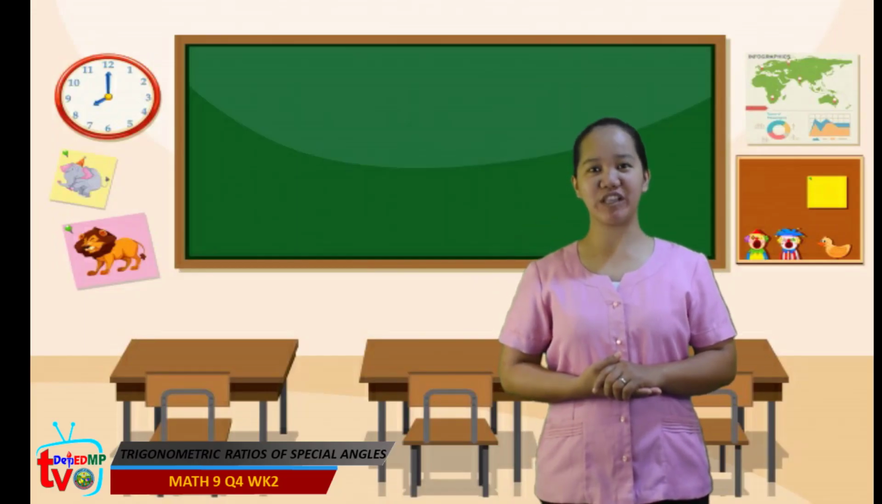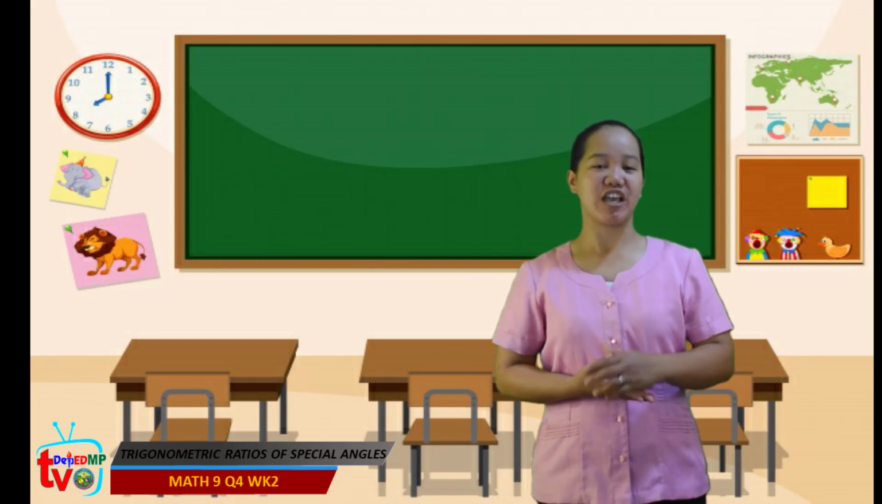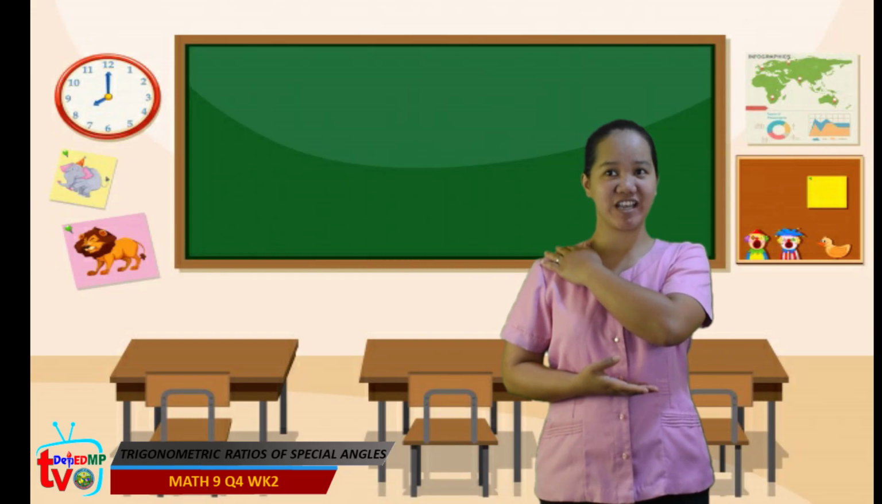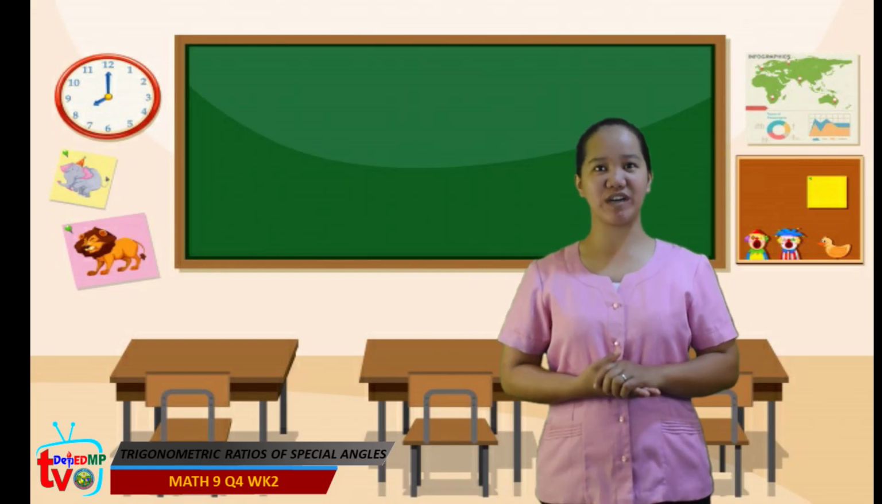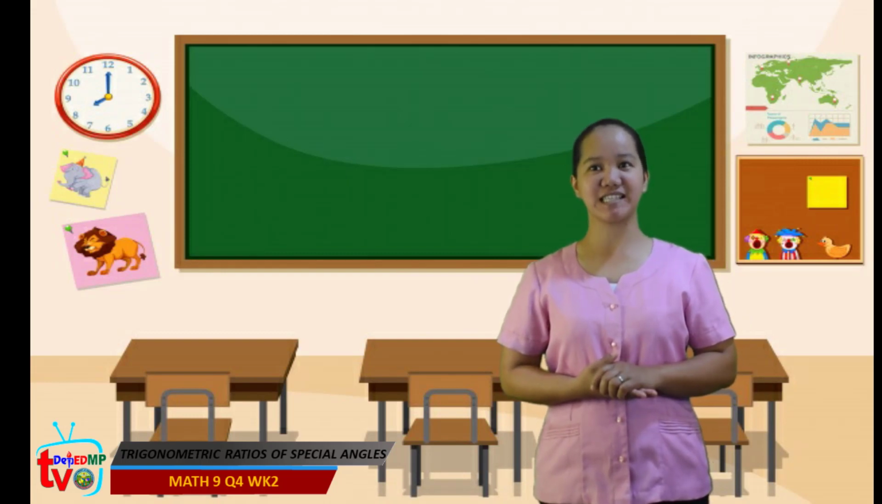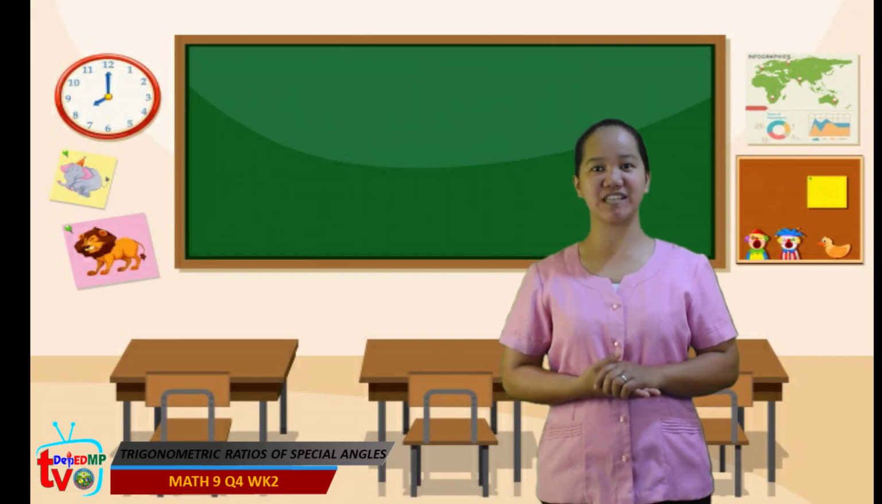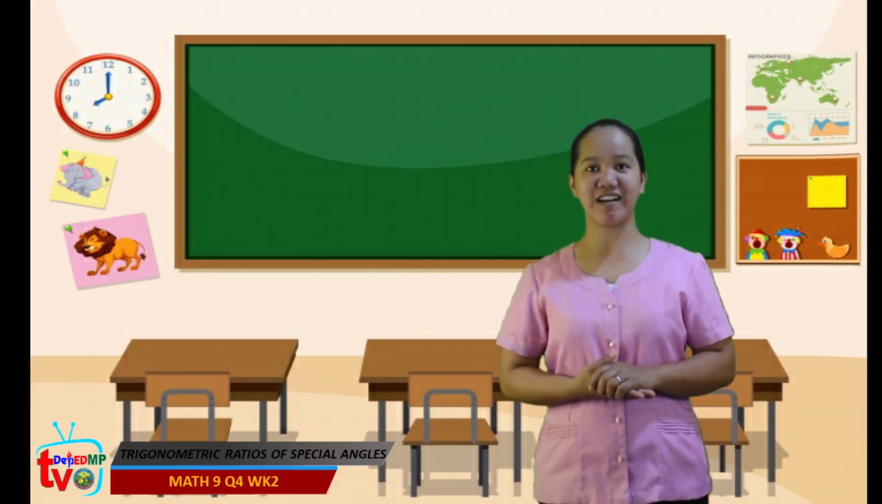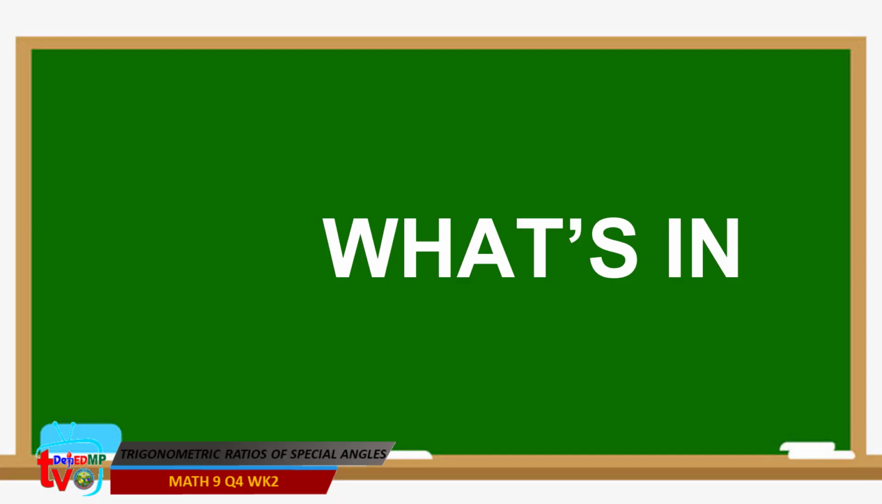How well did you do in the pretest? If your score is 8, 9, or 10, give yourself a tap on the shoulder. If your score is 7 or lower, do not worry because the next activities will help you master this lesson. So shall we start? Open your module to page 4, What's in?